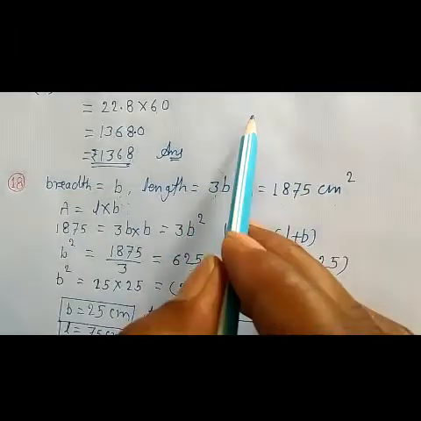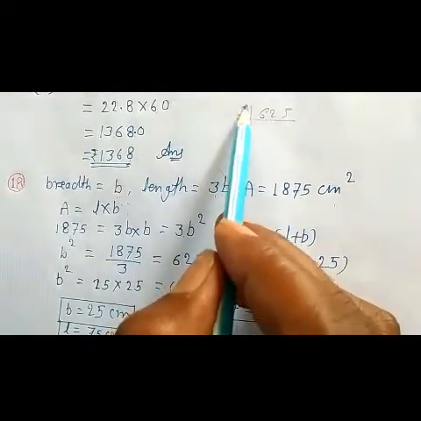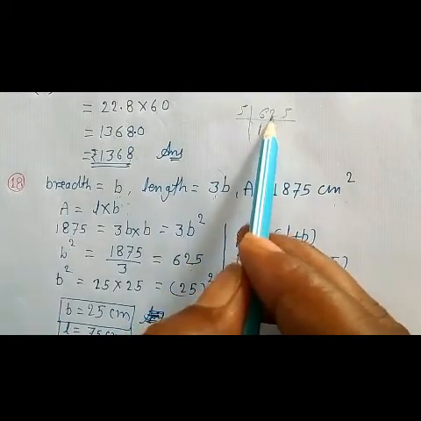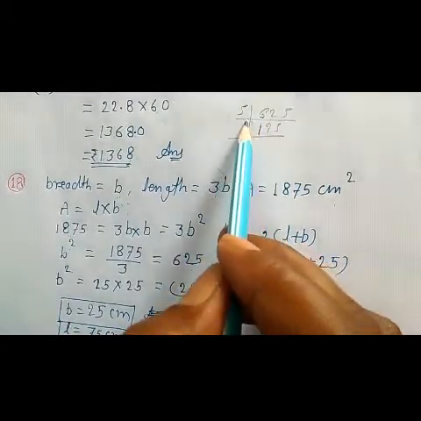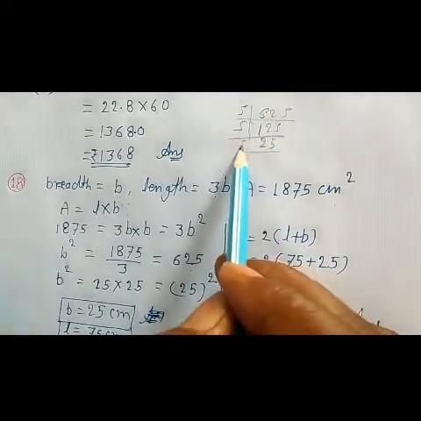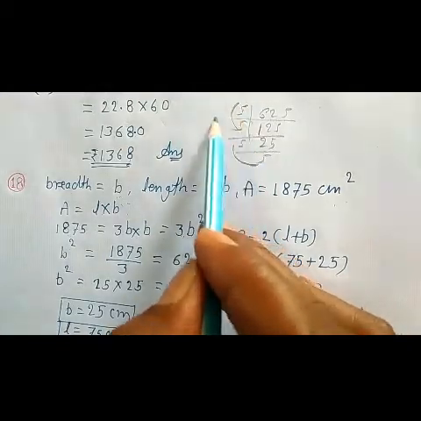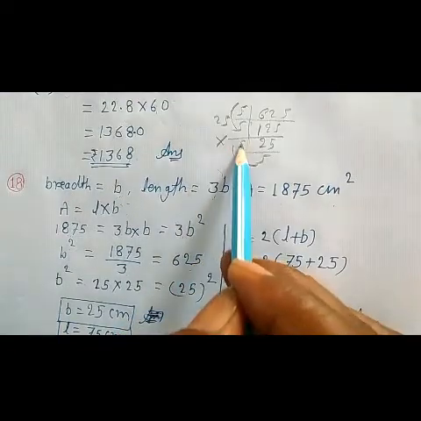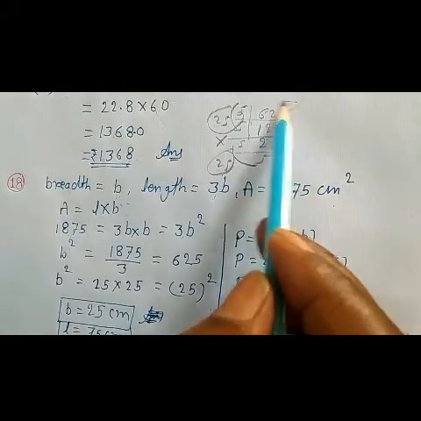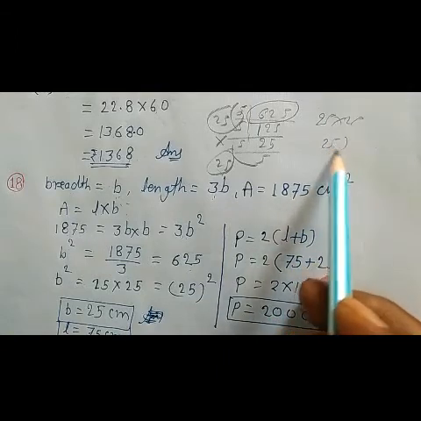You can solve this using the prime factorization method if you have any doubt. 5 ones are 5, 5 twos are 10, 5 fives are 25. Again divide by 5, and again divide by 5. This is 5 into 5 and 5 into 5, so this is 25 into 25. It means we can write 625 as 25 into 25, which is 25 whole square.